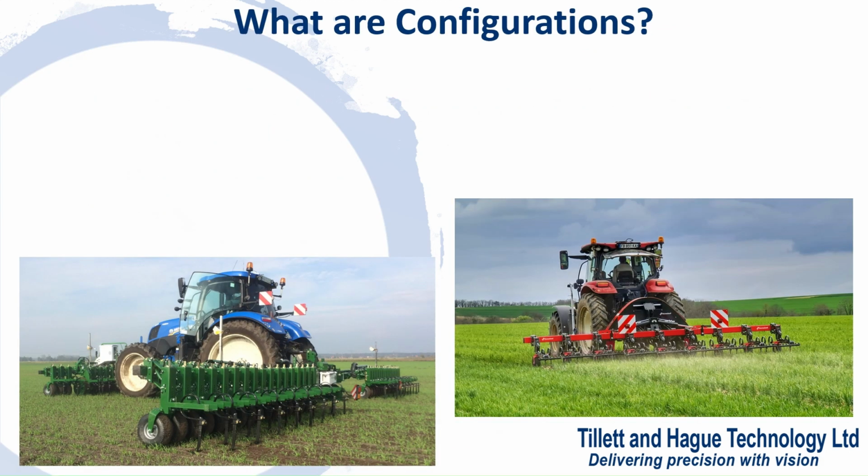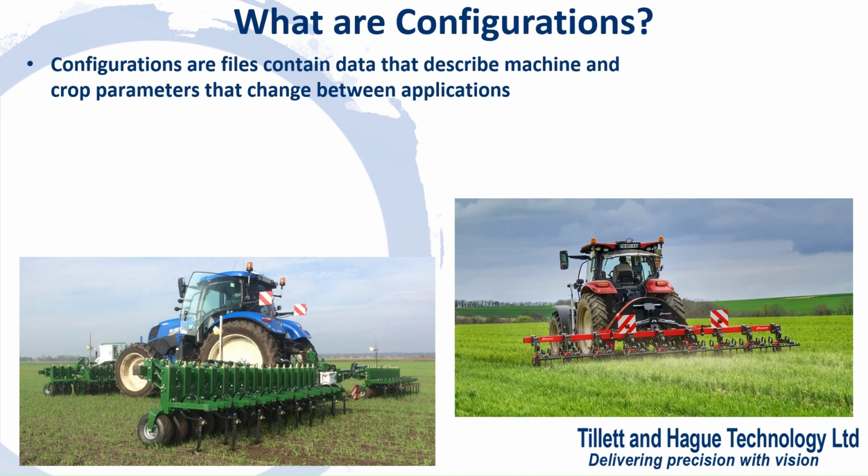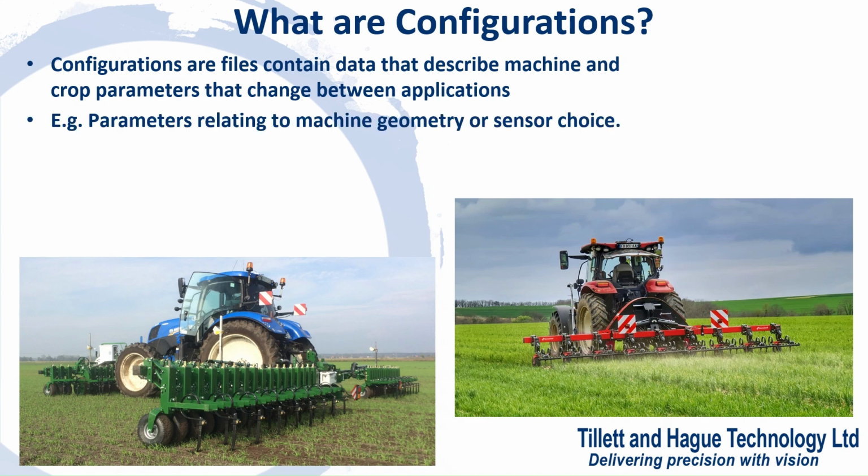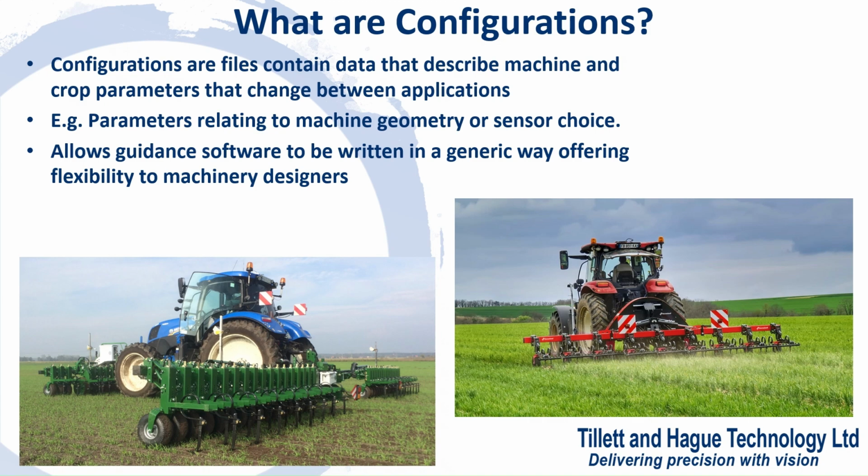So firstly, what are configuration files? They are files that contain all machine and crop parameters that can change between alternative applications. For example, parameters relating to machine geometry or sensor choice, such as camera height or position sensor stroke. Putting these parameters into configuration files rather than hard coding them into the application allows the guidance software to be written in a generic way that offers a great deal of flexibility to machinery designers.